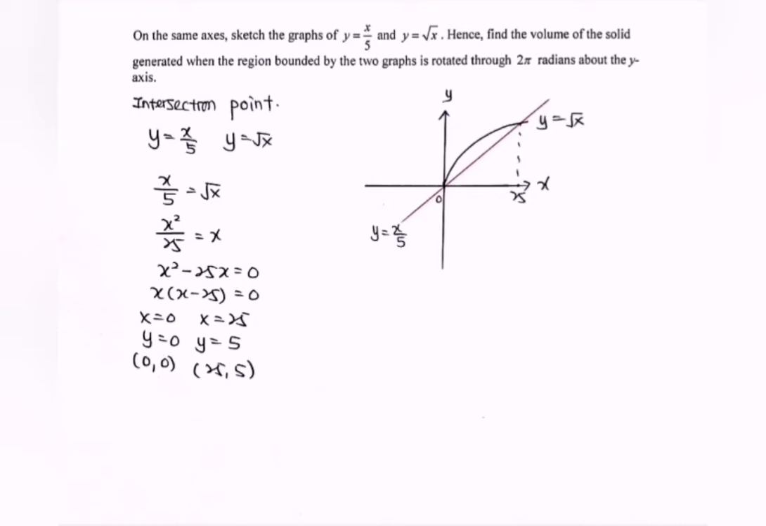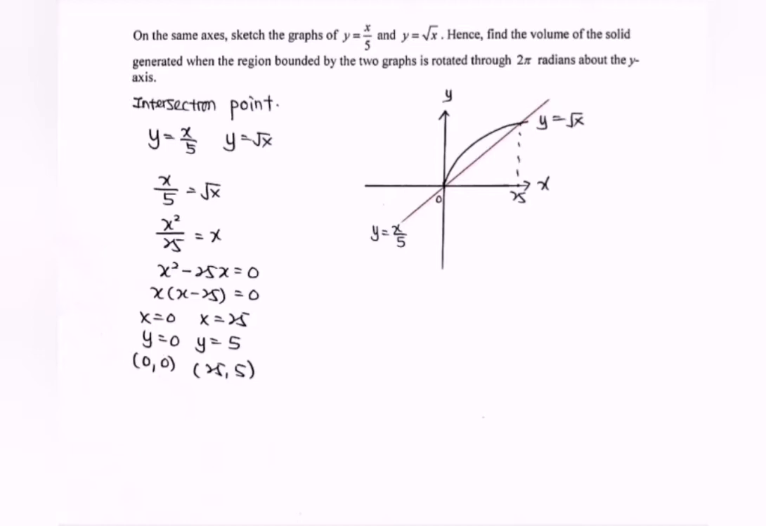So hello everyone. So here we have the situation on the same axis. Sketch the graph y equals x over 5. So do remember x over 5 is a linear graph. It's not a reciprocal graph. Followed by y equals square root of x.